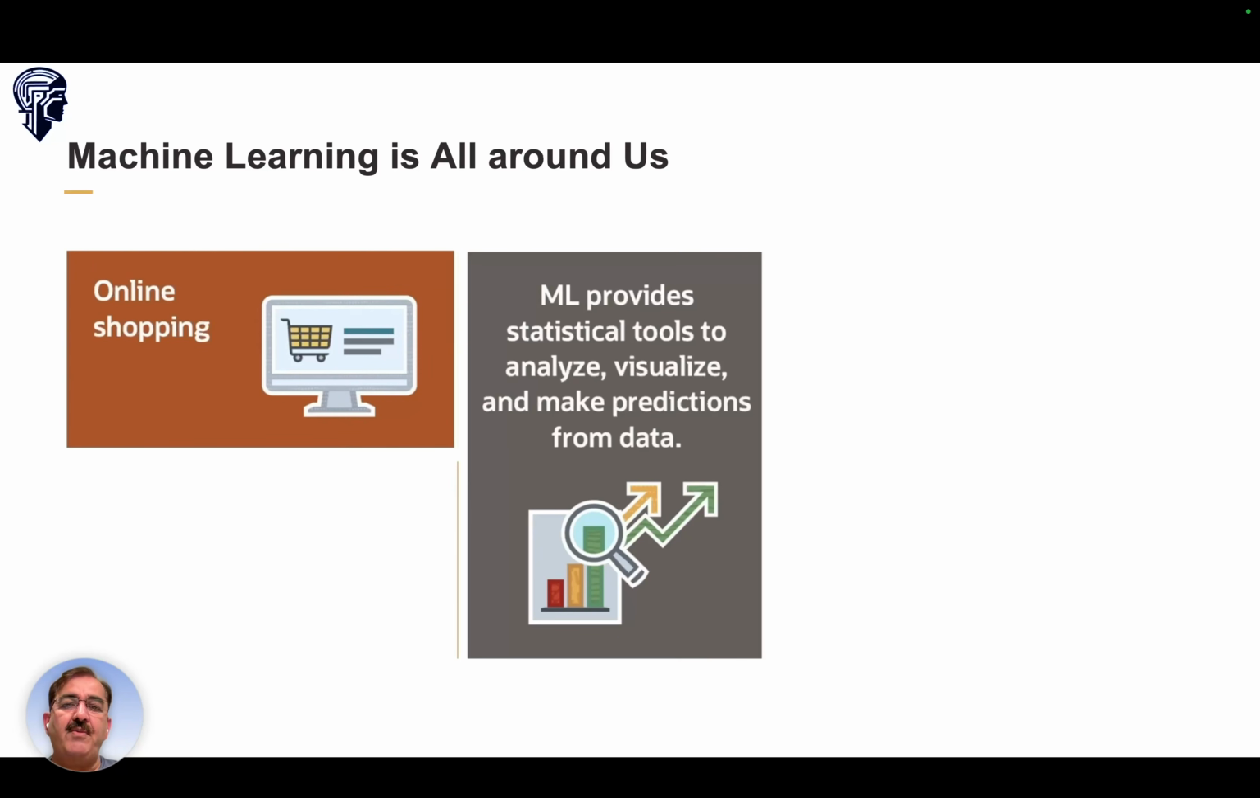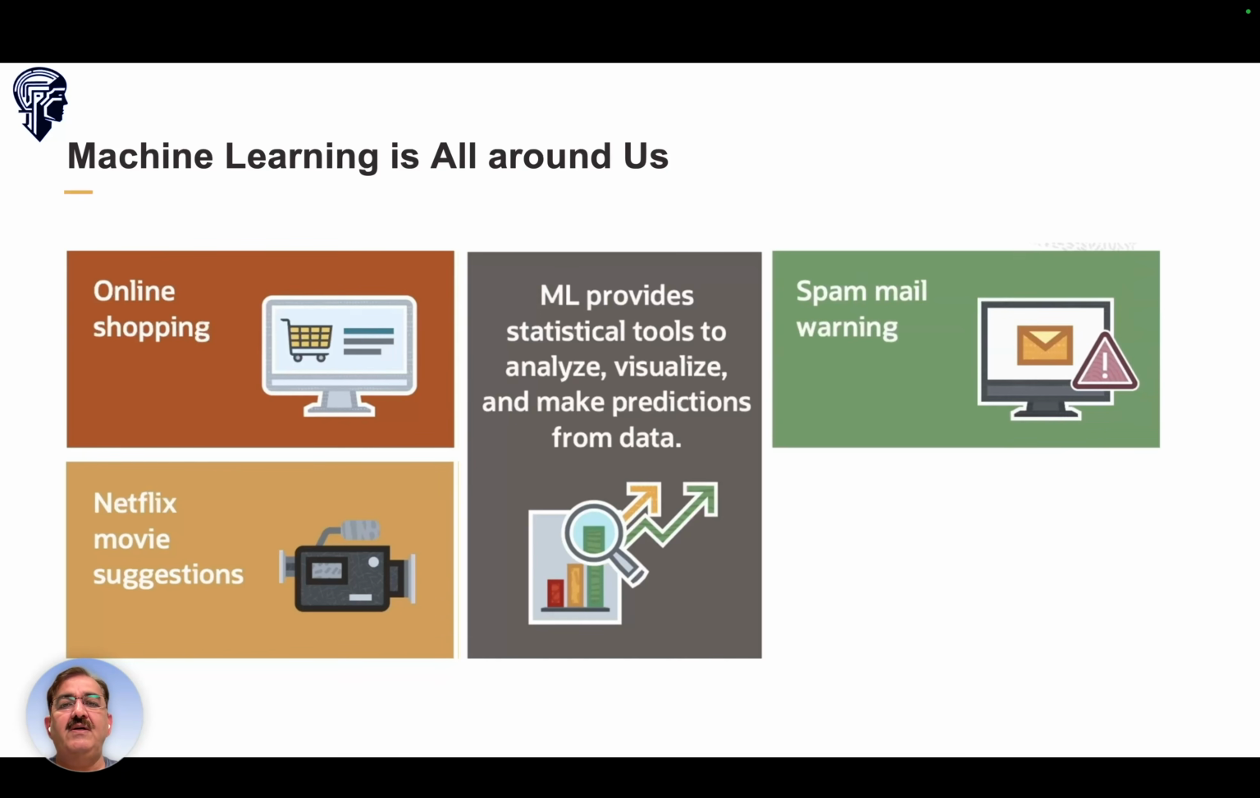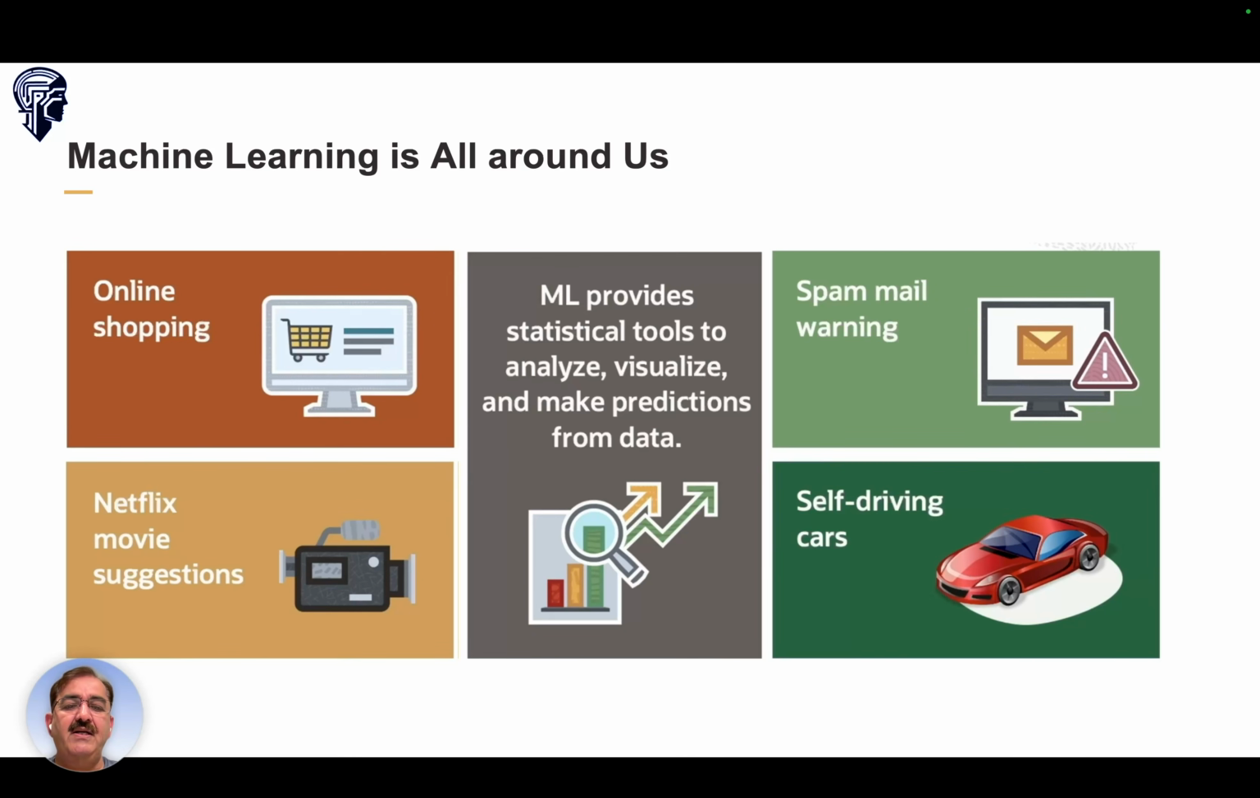So in online shopping, you will see machine learning. And if you have watched Netflix movies, if you watch one particular genre of movie, next time you'll start getting recommendations of that kind of movies again. So that Netflix movie suggestion is also a good example of machine learning. Spam mail warning is another example and use case of machine learning. And self-driving cars, which are very common in the United States now, are again an example of machine learning.